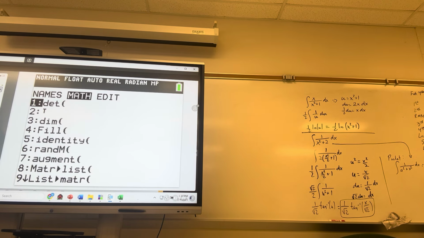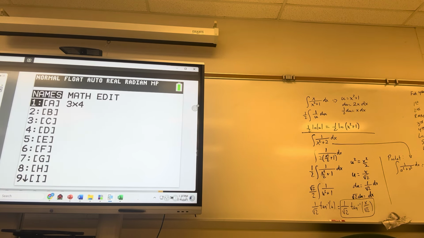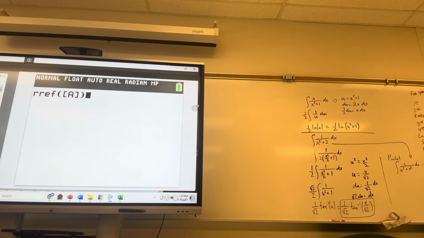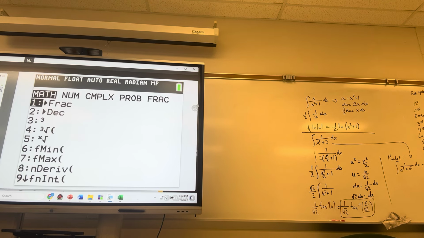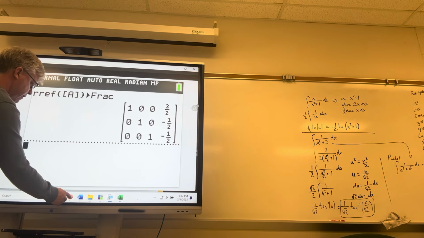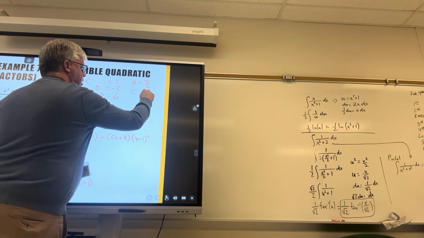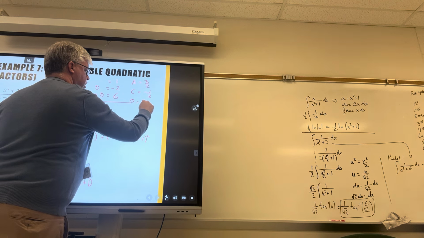That's under math. Matrix A. And I'll make this into fractions. Okay, what is that telling us? How do we interpret that result? What's A? 3 halves. C, negative half, D, also negative half, okay? So A's 3 halves, the other two are negative half each. So we've got 3 halves, negative a half, negative a half.